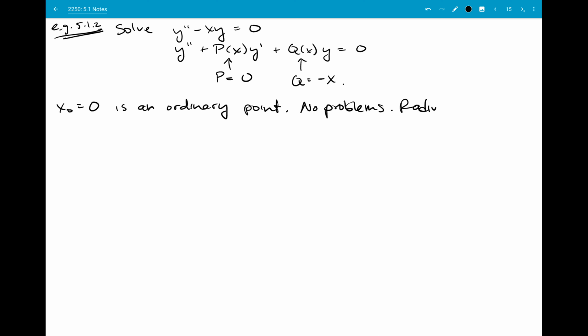Radius of convergence, if I want to say it, would be that my absolute value of x minus 0 is less than infinity. I'm never going to run into issues with q or p because p is 0. So my radius is infinite.